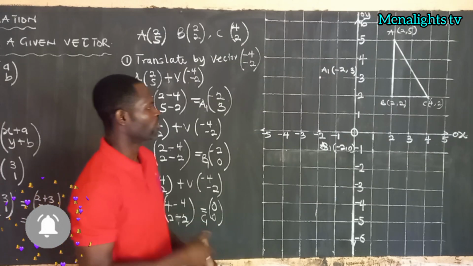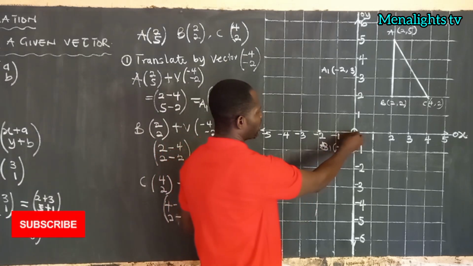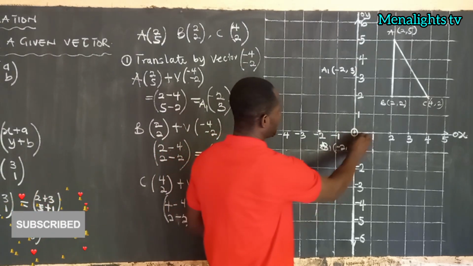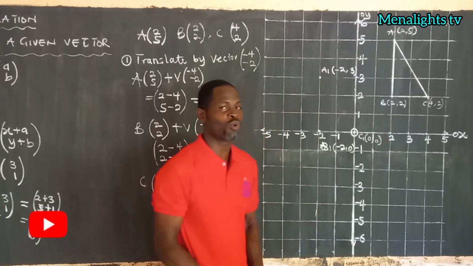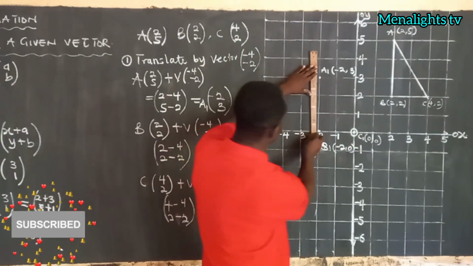C1, which is 0, 0. So this is where we have our 0, 0. We have it here. C1, 0, comma 0 is there. So now we are going to join the points to form the triangle.